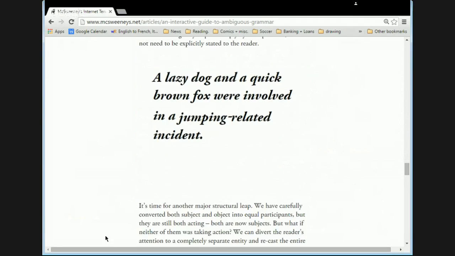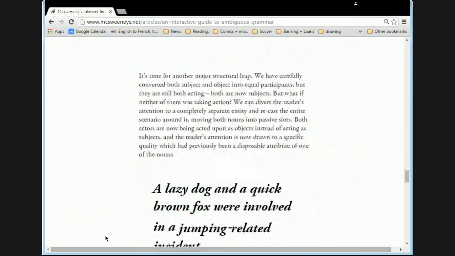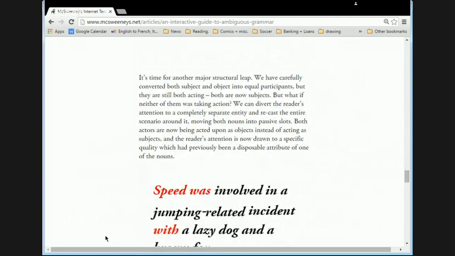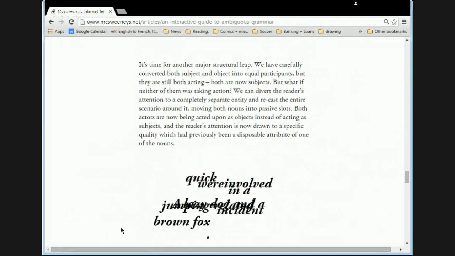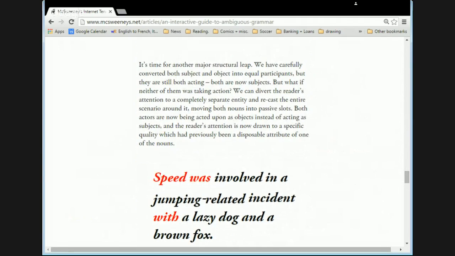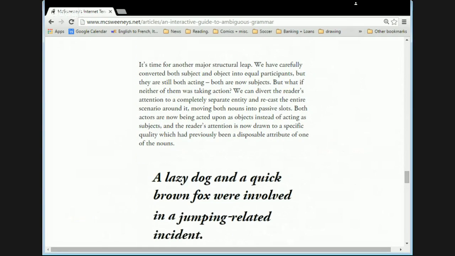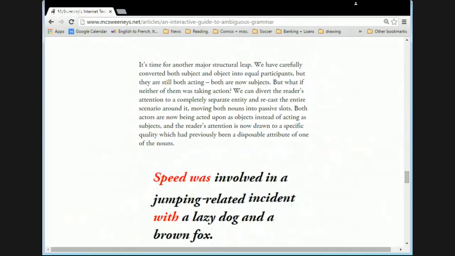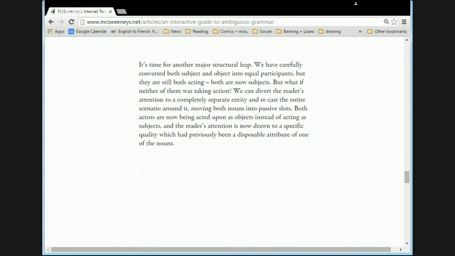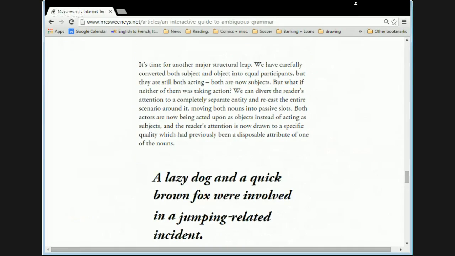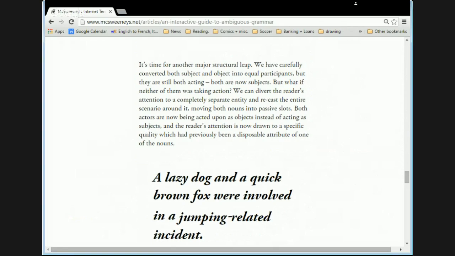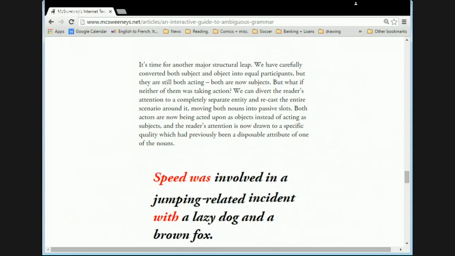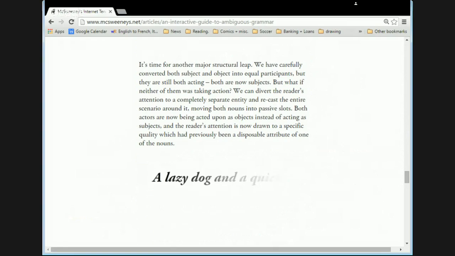And Ken, can you actually read the first two sentences of this next one? It's time for another major structural leap. We have carefully converted both subject and object into equal participants, but they are still both acting, both are now subject. And Julieta, can you continue reading?